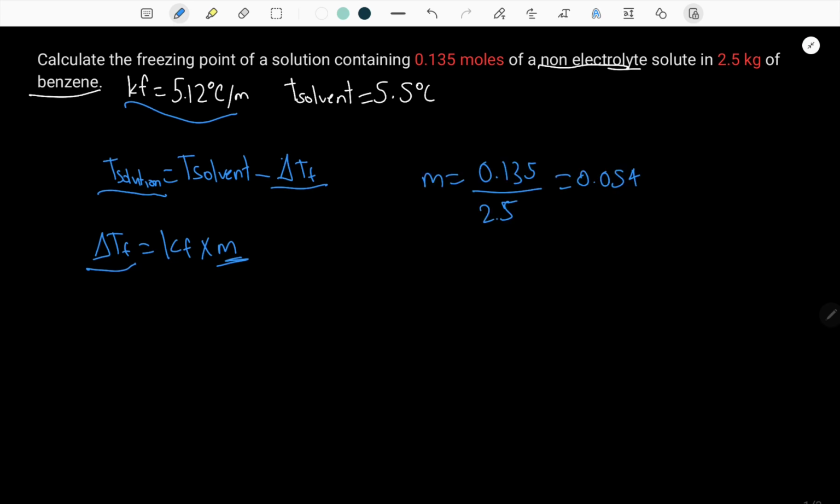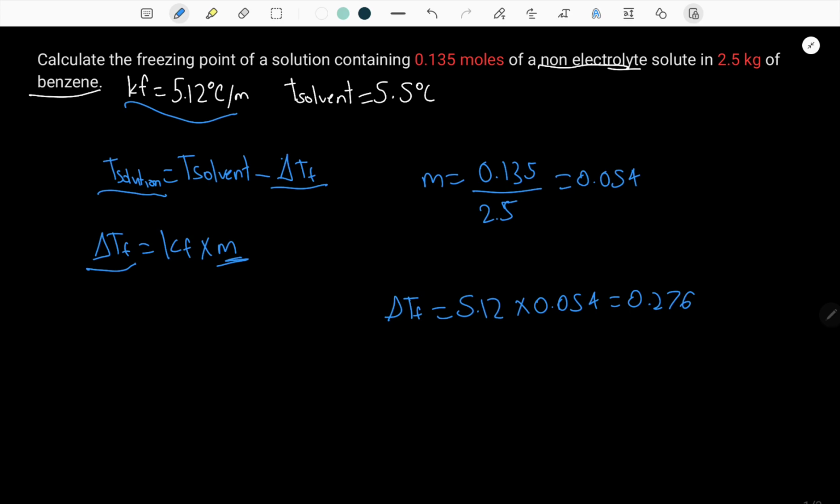We use the formula here, which is the number of moles of solute over the kg of the solvent. I just put the values here, 0.135 over 2.5, which will give you 0.054, and now we can find the delta TF, which is just multiplying by K of F. So delta T, okay, let me just write it. I just use the formula here, which is 5.12 times 0.054, and it's giving me the value of 0.276.